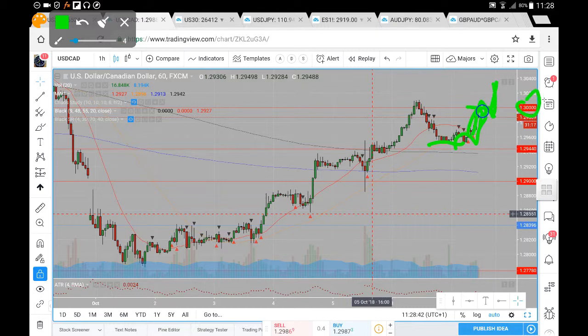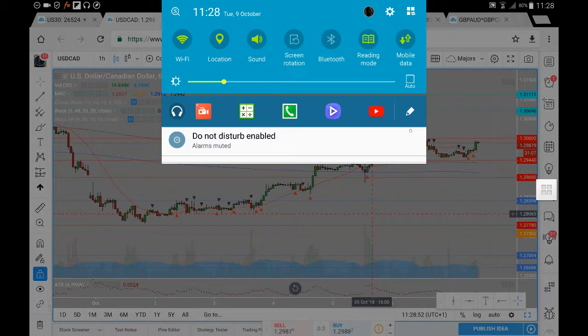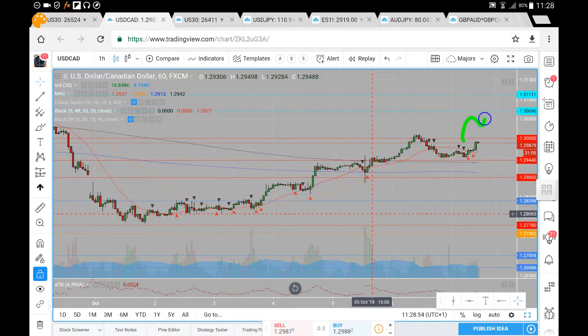So if we can test and break that 130 here to the upside, the very next level of note that we are looking at is a move up towards that 130.69. 130.69, successful break from which we'll be then targeting that 131.11 here on the US dollar CAD.